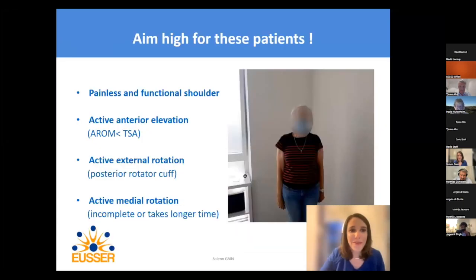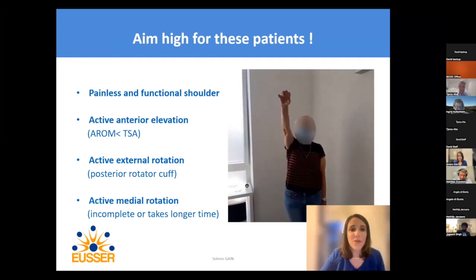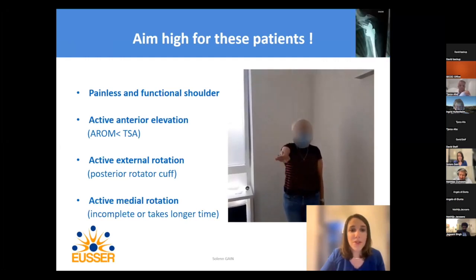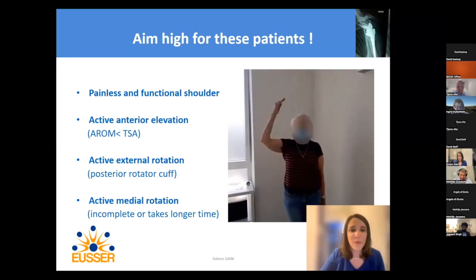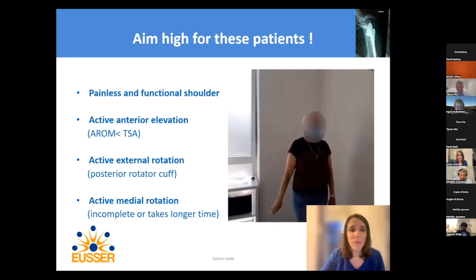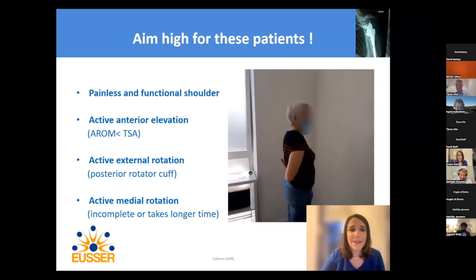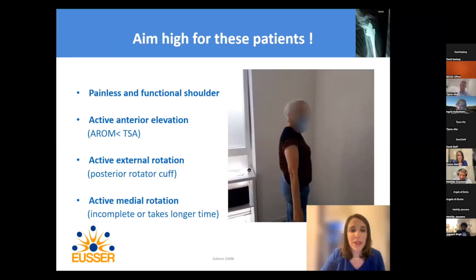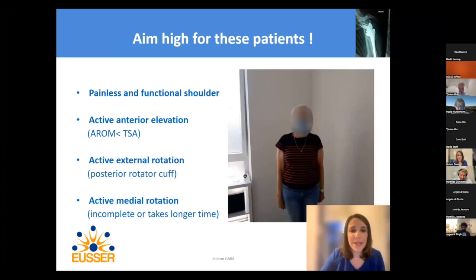We have to aim high for these patients because there are good results after reverse shoulder arthroplasty. The main goal is to have a painless and functional shoulder. Active anterior elevation recovery is good, but a little bit lesser than anatomic prosthesis. Active external rotation recovery depends on the presence of the posterior rotator cuff, and active medial rotation recovery is often incomplete or takes a longer time.